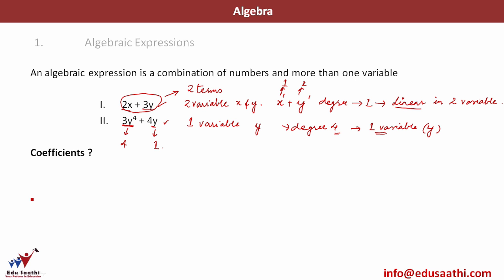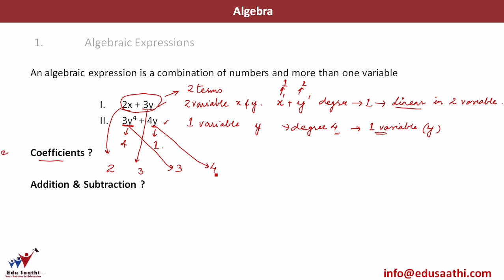So if I talk about coefficients of these two terms, if you look here, for the first expression, the coefficient of x is 2 and the coefficient of y is 3. For the next expression, the coefficient is 3 for y raised to power 4 and 4 for y. So all of these 4 are termed as coefficients.